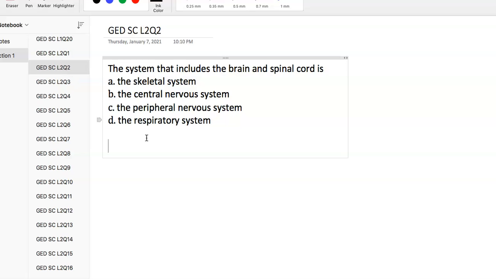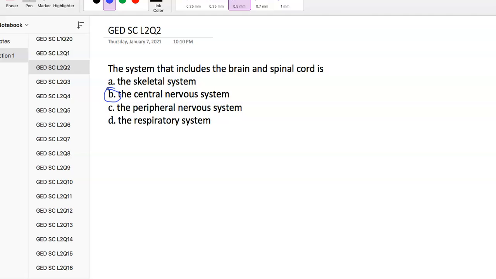All right, question 2. The system that includes the brain and the spinal cord. Yeah, some version of this question is likely to show up. We want to know that's the CNS or the central nervous system. So the central nervous system, again, that's brain and spinal cord.